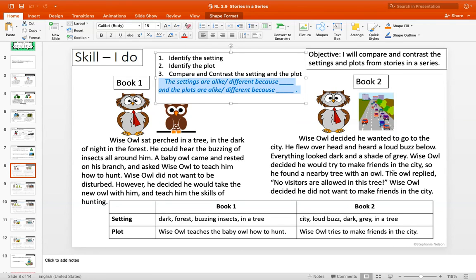And he found a nearby tree with an owl. The owl replied, no visitors were allowed in this tree. Wise Owl decided he did not want to make friends in the city anymore. So, how is the setting different?